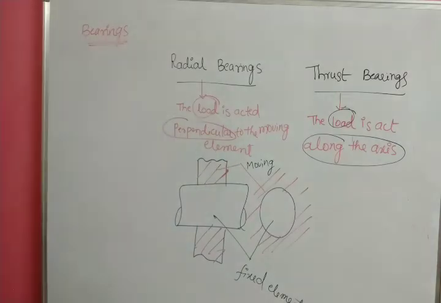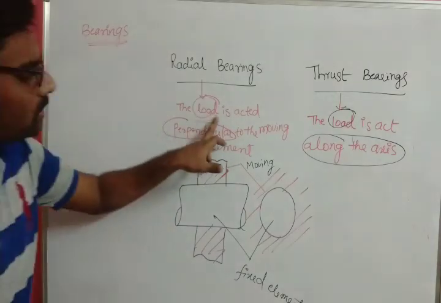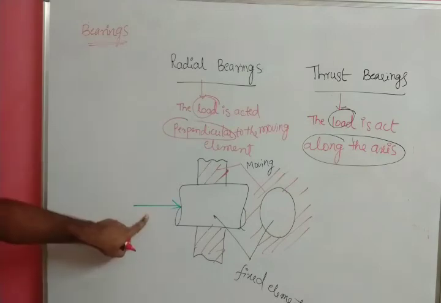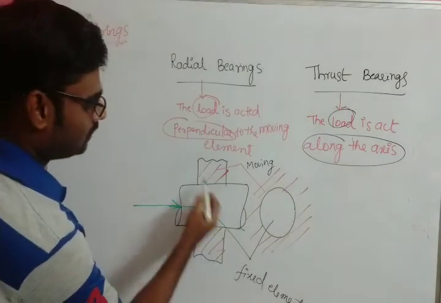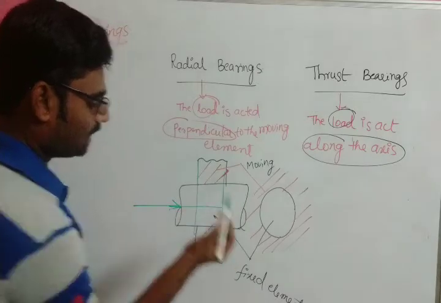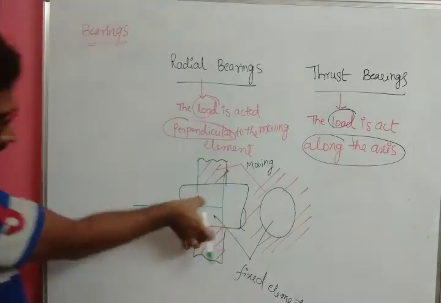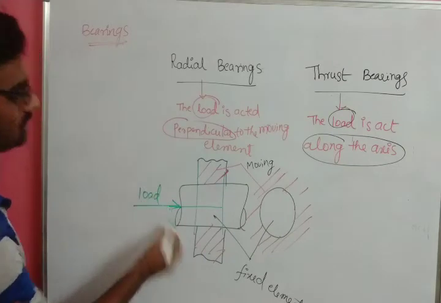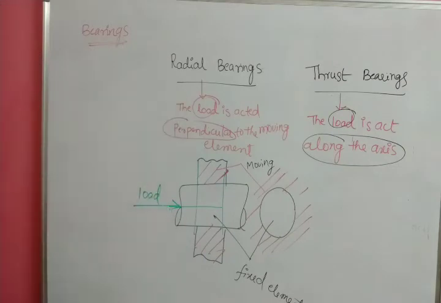But what is the definition of radial bearings? The load acts perpendicular to the moving element. So this is the load, and this is the moving element. The load acts perpendicular to the moving element, so that is known as radial bearings.